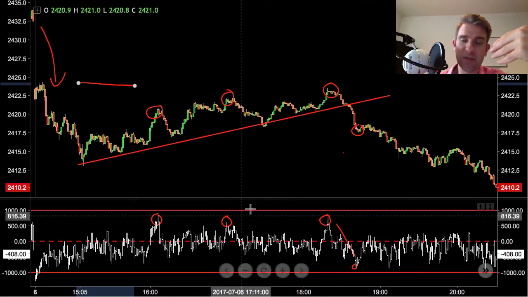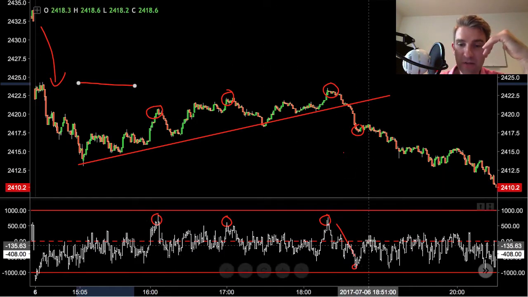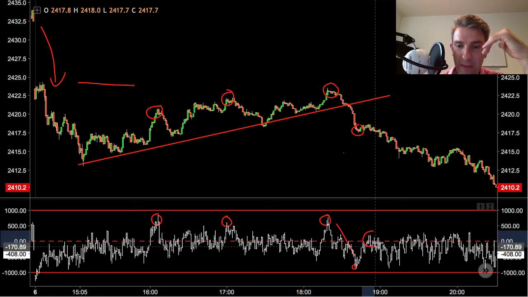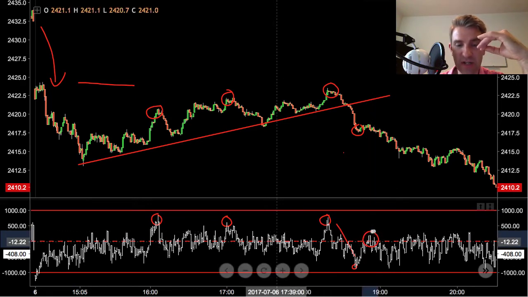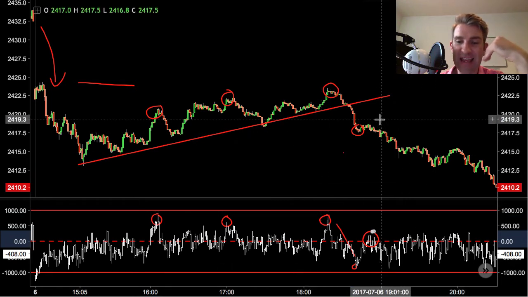The high tick readings have been sold into, indicating an exhaustion to the upside. Get a low tick reading. The first kind of counter trend move we get above the zero line on ticks, the dotted or the dashed red, should I say, is the zero line.